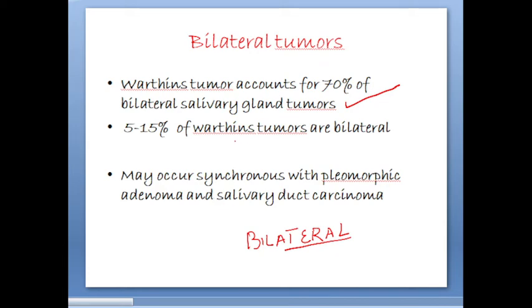Roughly 10% of these are bilateral. In that 10%, the range is 5 to 50. They may occur synchronously with pleomorphic adenoma, and salivary duct carcinoma also.